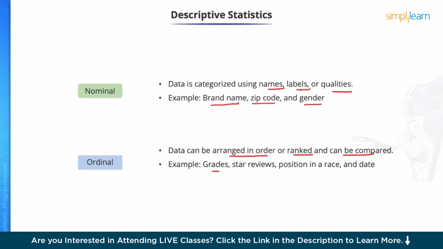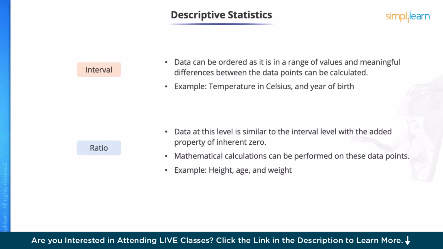Examples include grades, star reviews, position and race, and date. Interval data is the data that is ordered and has meaningful differences between the data points. Example, temperature in Celsius and year of birth. Ratio data is similar to the interval level with the added property of inherent zero.